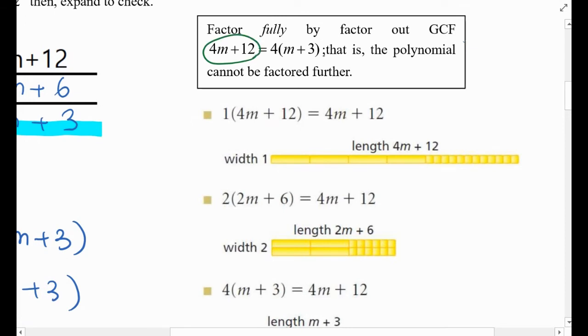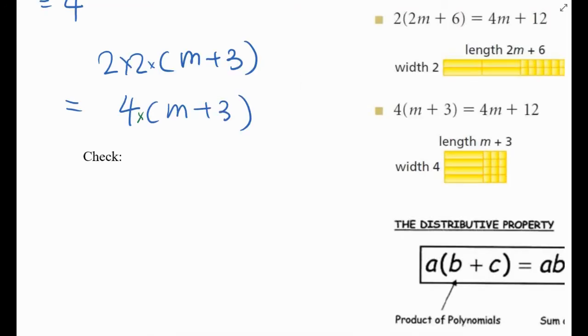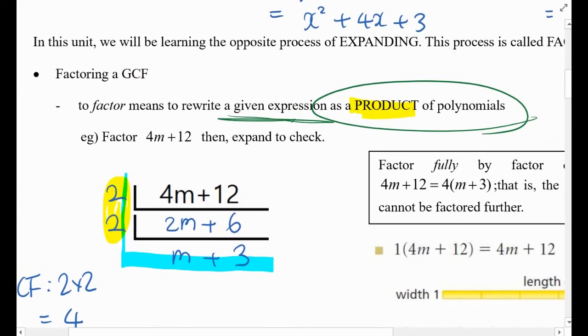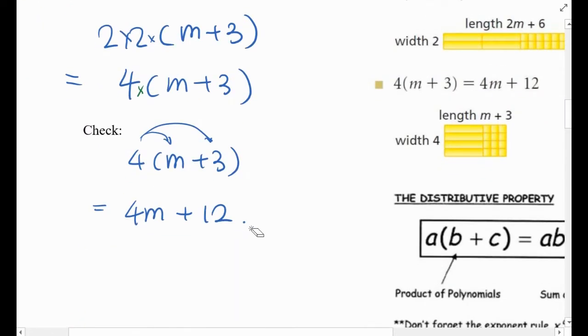4m plus 12 equals 4 bracket m plus 3. To check if you factored correctly, you can just expand it again. And it becomes 4m plus 12. So it is the same as the original expression. So we factored correctly. Okay?